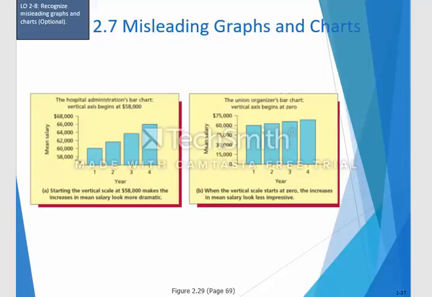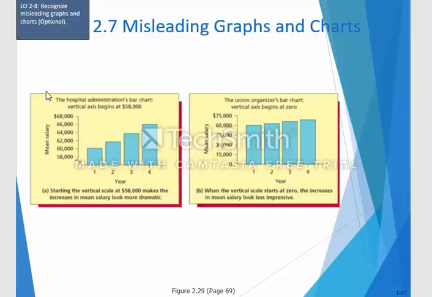And we're just going to talk about misleading graphs and charts. And this one is starting the vertical axis at 58,000 makes the increases in mean salary look more dramatic. When the vertical scale starts at 0, the increases in mean salary look less dramatic. You can play around with the design and the look of your graph, and you can make it visually tell a story that it might not numerically tell, right? Or it might not mean the same thing that it looks like it might mean.